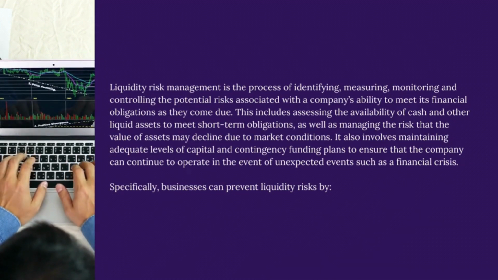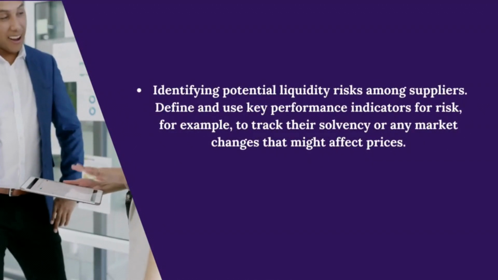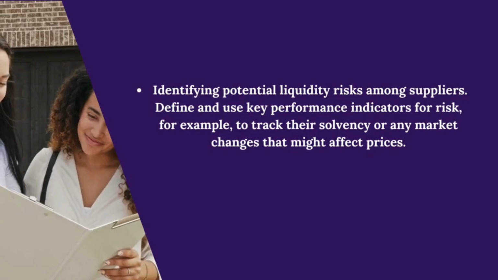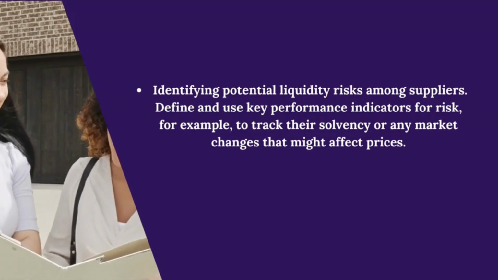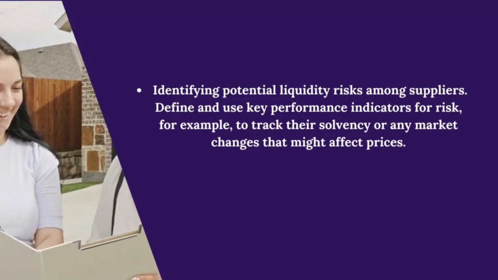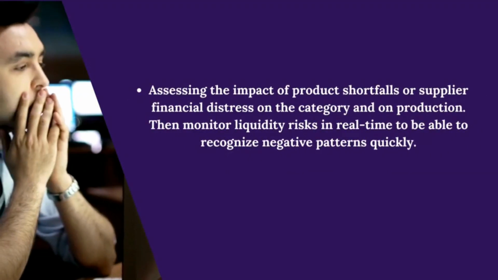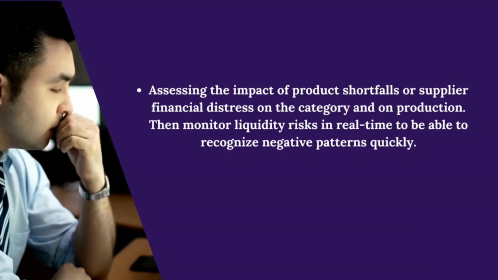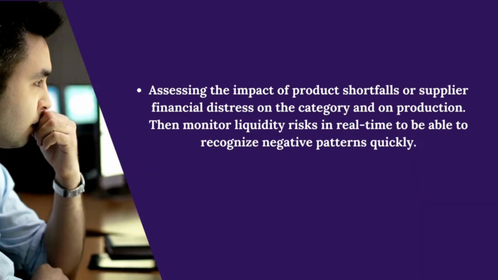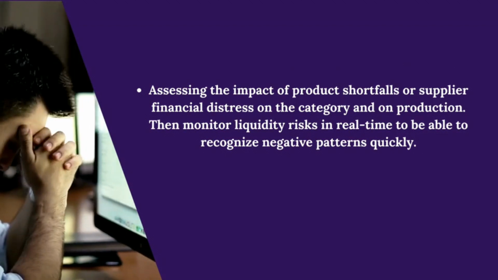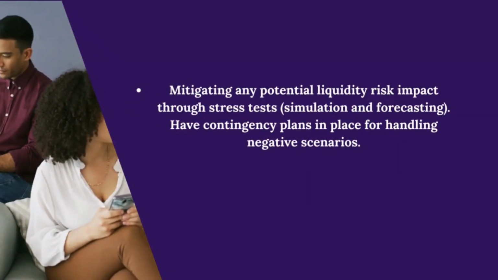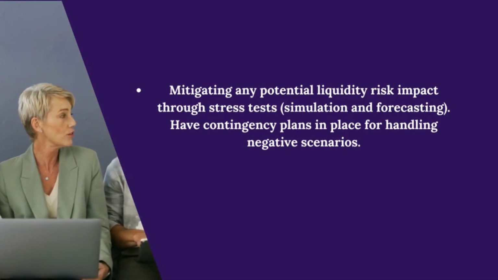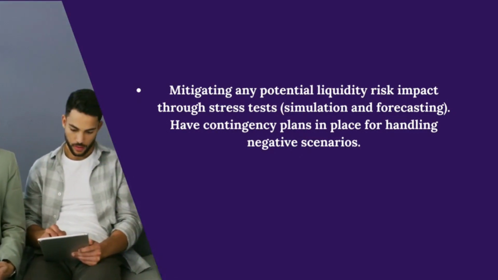Specifically, businesses can prevent liquidity risks by identifying potential liquidity risks among suppliers. Define and use key performance indicators for risk, for example, to track their solvency or any market changes that might affect prices. Assess the impact of product shortfalls or supplier financial distress on the category and on production. Then monitor liquidity risks in real time to be able to recognize negative patterns quickly. Mitigate any potential liquidity risk impact through stress tests, simulation, and forecasting. Have contingency plans in place for handling negative scenarios.